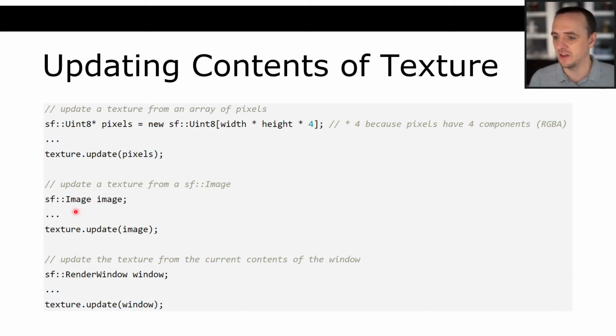Or we could actually update a texture based on the contents of a window. One of the cool things that you can do in SFML really easily is create a texture from the contents of a window, and then you can write the contents of a texture to a file. And that would be a screenshot. So you can do screenshots really easily with SFML as well.